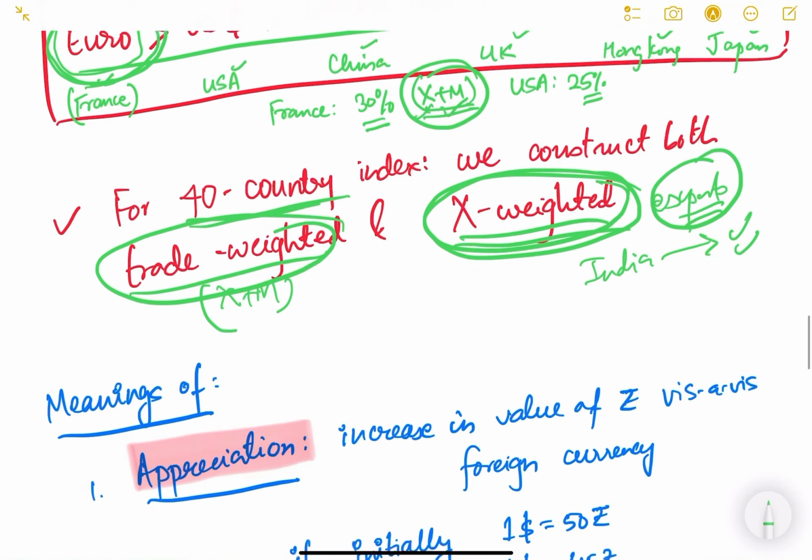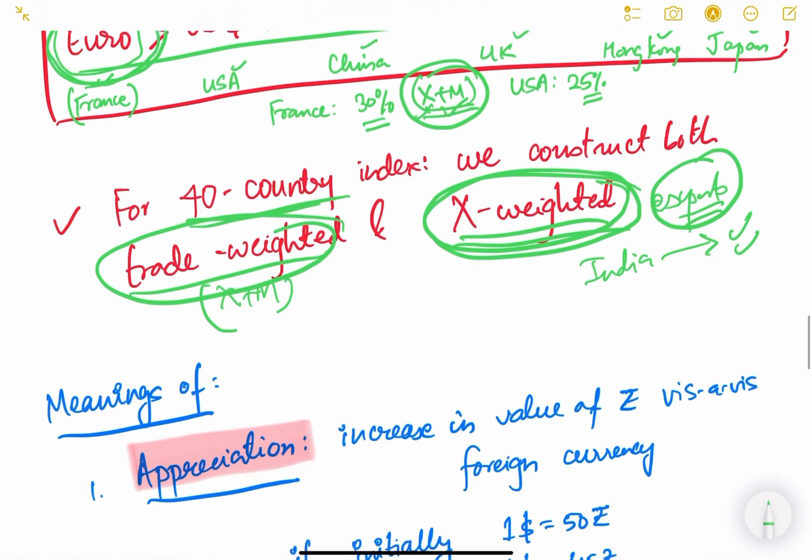For example, initially if $1 is equal to 50 rupees, now $1 is equal to 45 rupees. So it means rupee has appreciated, because now you have to pay only 45 rupees for $1. Previously you were paying 50 rupees for $1. So value of rupee has increased. That means rupee has appreciated.